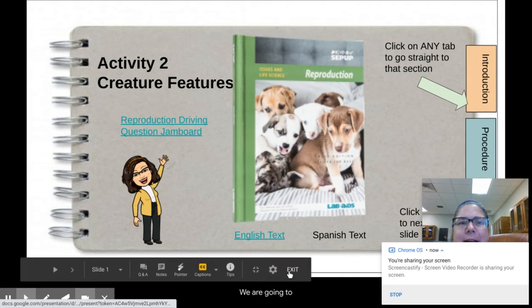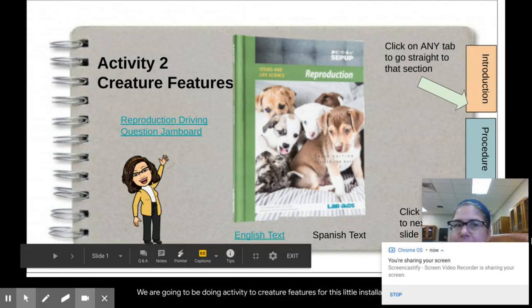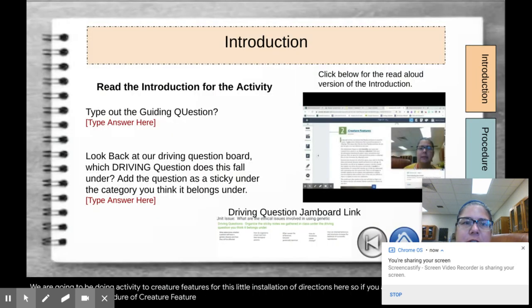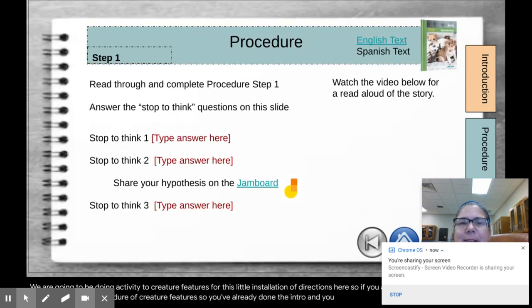Okay, we are going to be doing activity 2, creature features, for this little installation of directions here. So if you are watching this video, you are ready to begin the procedure of creature features. You've already done the intro, and you're on this step right here.